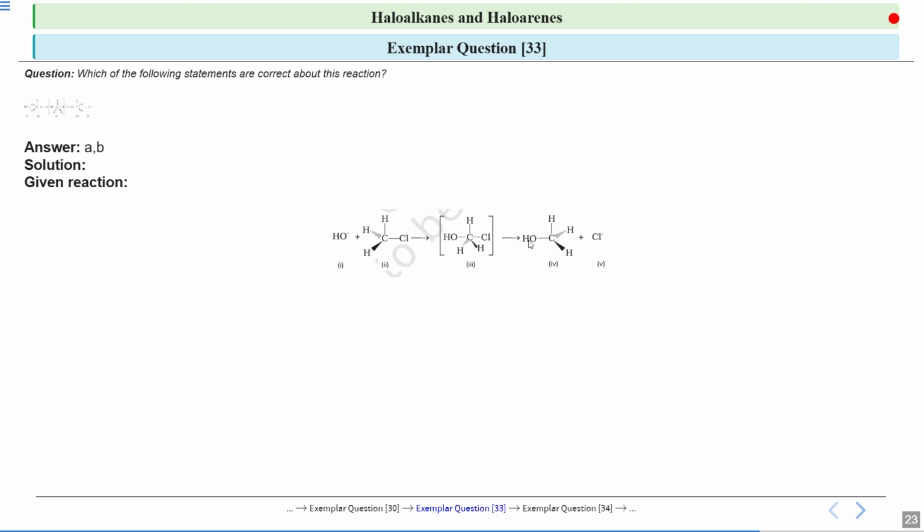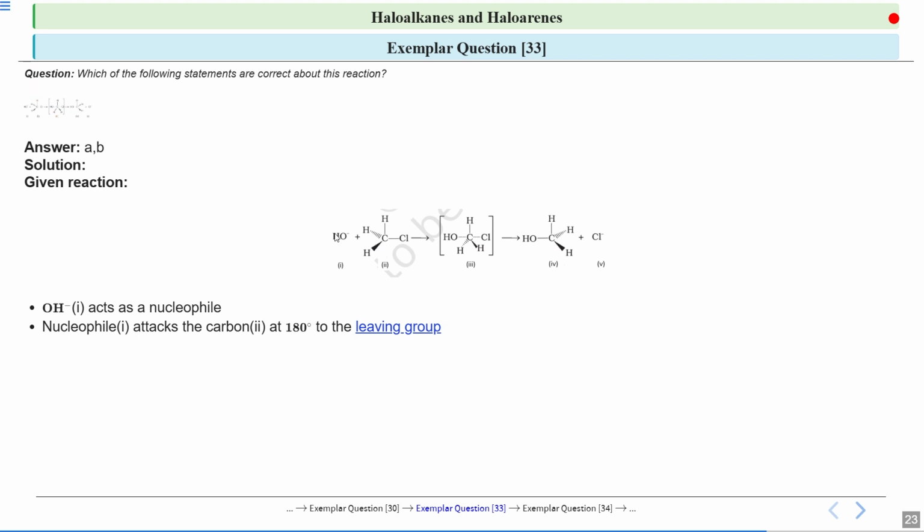You are getting the final product as methanol, and chloride ion as a leaving group will be left from the reaction. This is the given reaction. Here the first is hydroxyl ion, which is acting as a nucleophile attacking on the haloalkane, right? So the nucleophile first will attack the carbon present in the second at 180 degree to the leaving group. Leaving group here is chlorine.